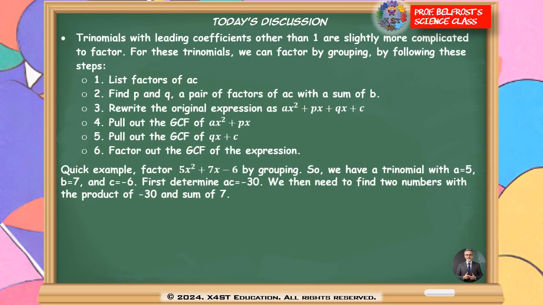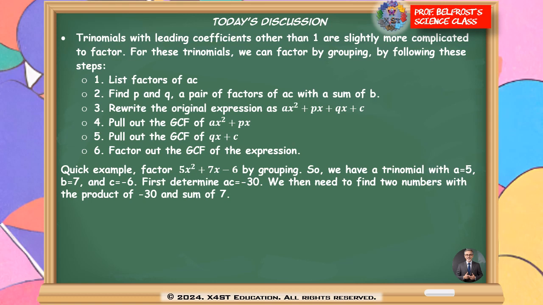Trinomials with leading coefficient other than 1 are slightly more complicated to factor. For these trinomials, we can factor by grouping by following 6 steps. List factors of ac, find p and q, rewrite the original expression, pull out the GCF of ax squared plus px, pull out the GCF of qx plus c, and factor out the GCF of the expression.